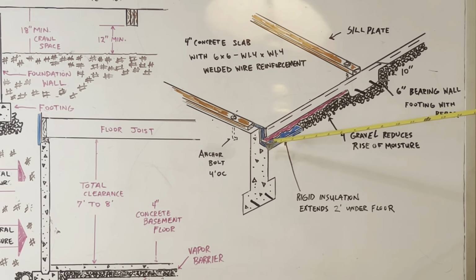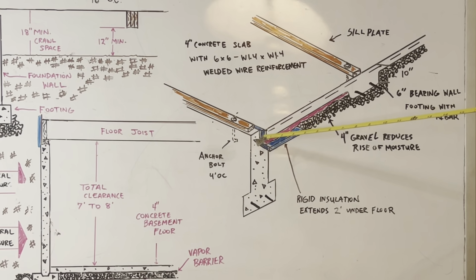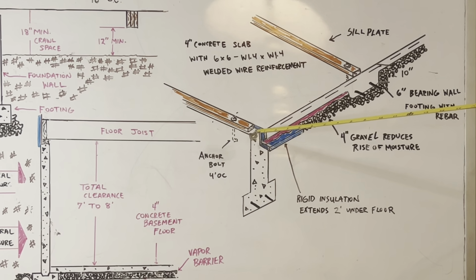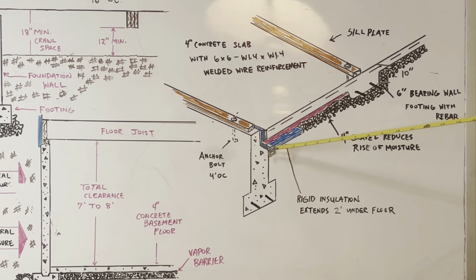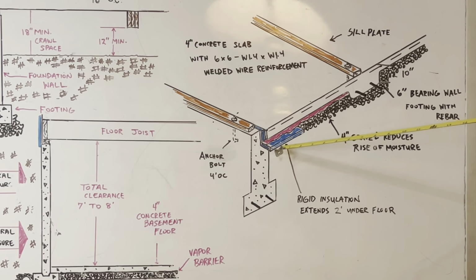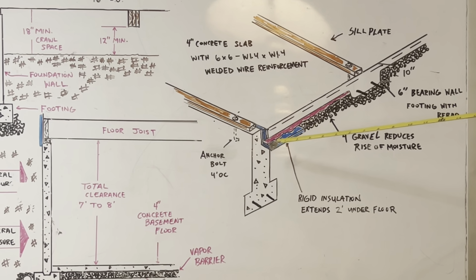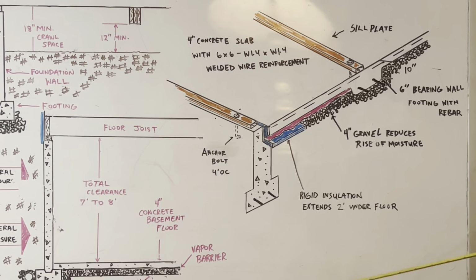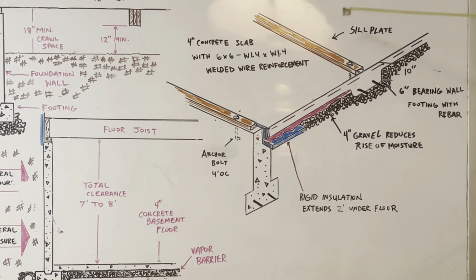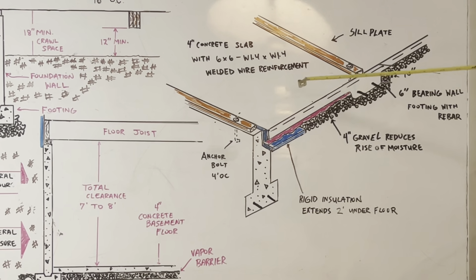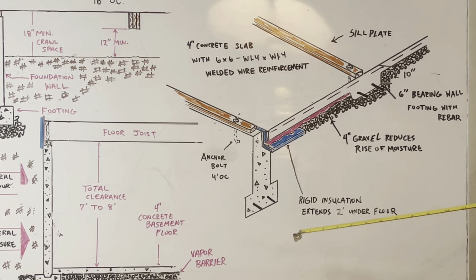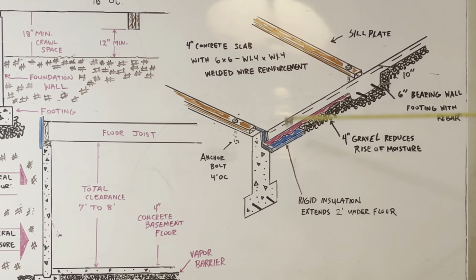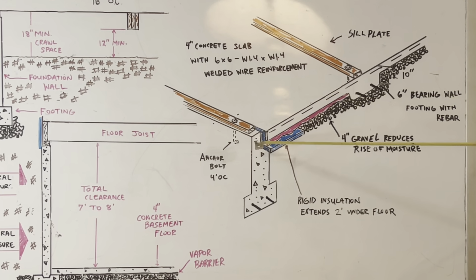You see, I got styrofoam right here, or this is rigid insulation, okay? It extends 2 foot under this floor, okay? Placing the foundation and slab separately is recommended for colder climates, okay? Now, if you're in a colder climate, it's recommended that you place these separately. The floor, okay, and the foundation.